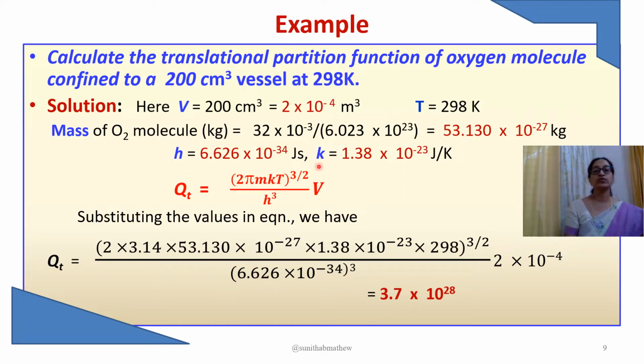Planck's constant, we know the value. Then Boltzmann constant, we know the value. We will put all the values in this expression. On substituting, we get Q_t equal to 3.7 into 10 to the power 28. This means a large number of thermally accessible states are available in case of translational energy. This is of the order greater than 10 to the power 20. It can be up to 10 to the power 30 also.